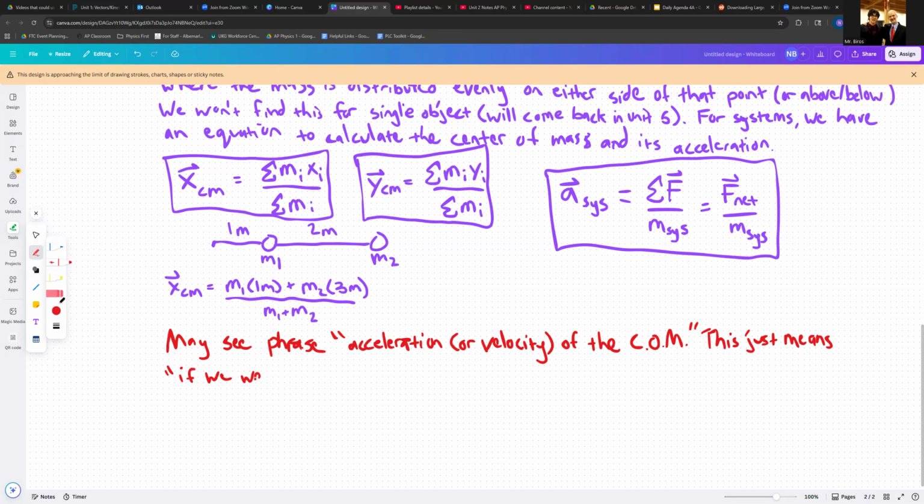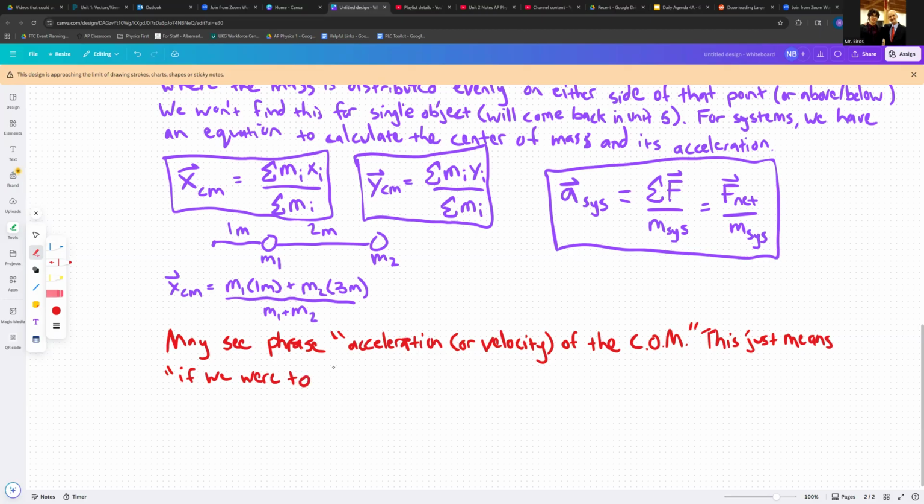If we were to treat... oh no, come on, come back to me. I've lost my ability to draw. I really think it is as you get to the end of these whiteboards. This design is approaching the limit of drawing strokes. Wow. Hearts, shapes, and sticky notes. It really does be going crazy towards the end. All right. We'll see if we can make it.